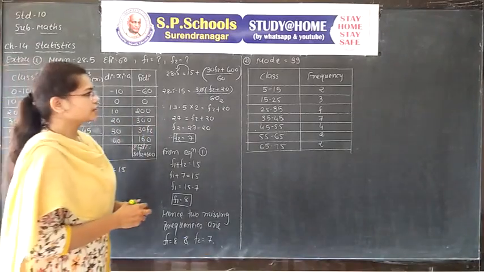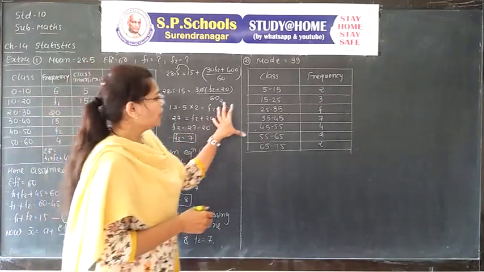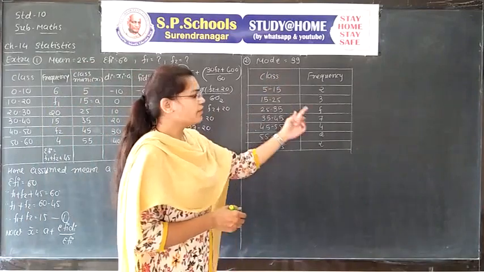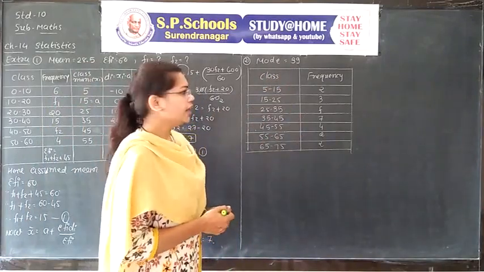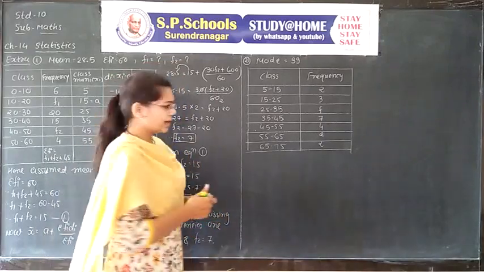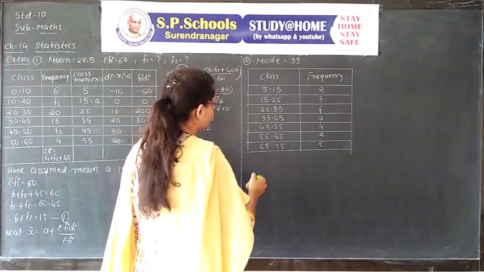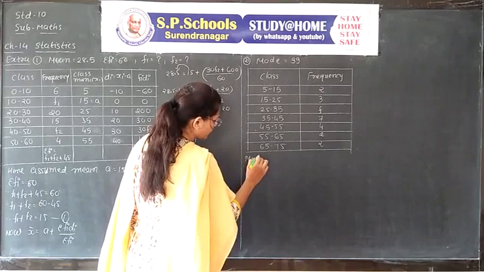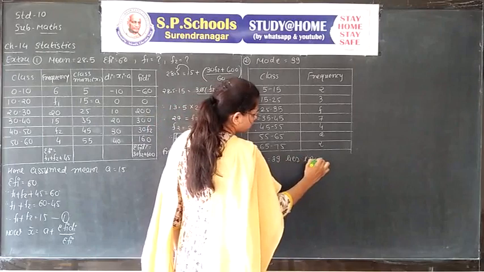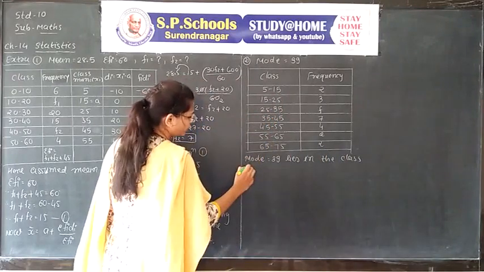Now we see the next question. The next question in the examination is asked like this. In the given frequency distribution, the mode of the data is 39. Find the missing frequency F. In mode, there is no missing frequency sum given in our textbook, but it is very easy. First of all, the mode is equal to 39, which lies in the class 35 to 45.